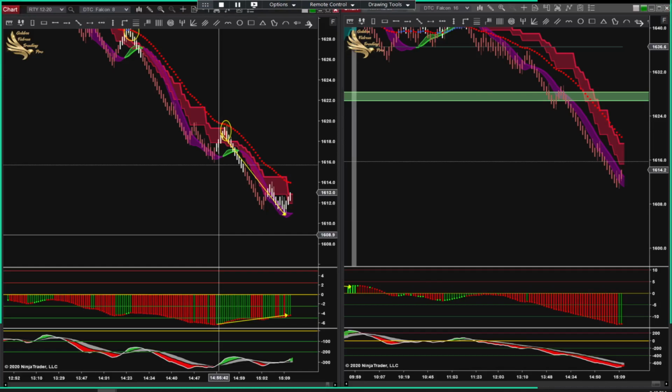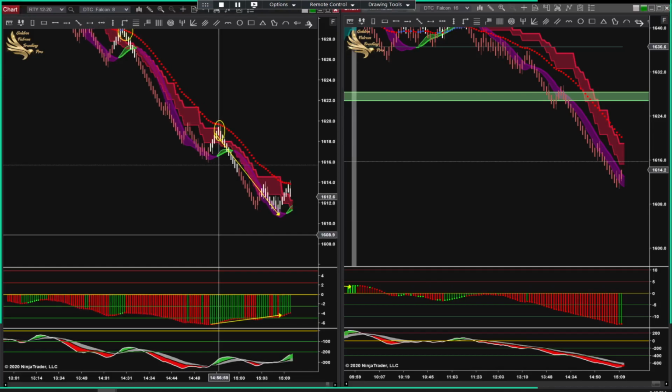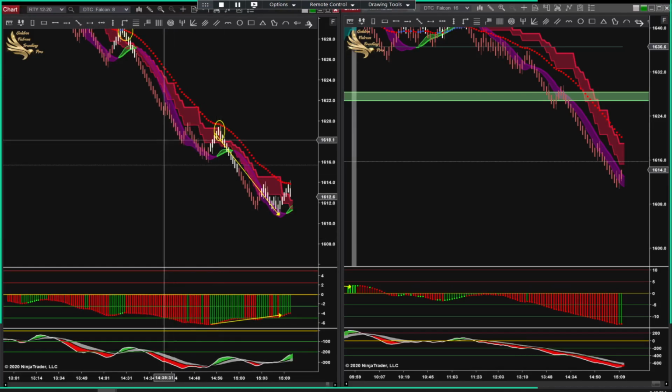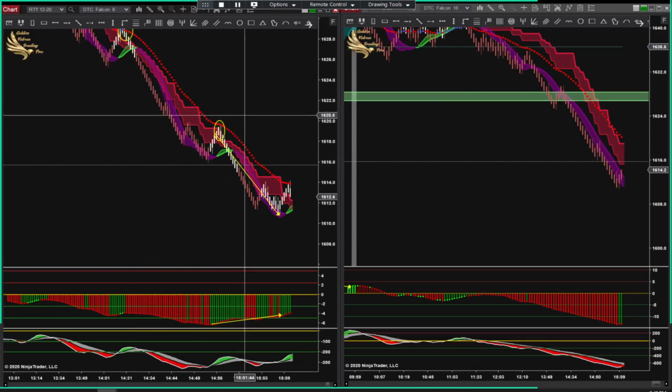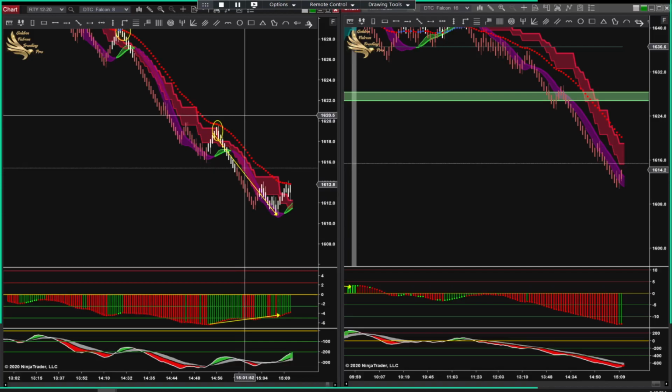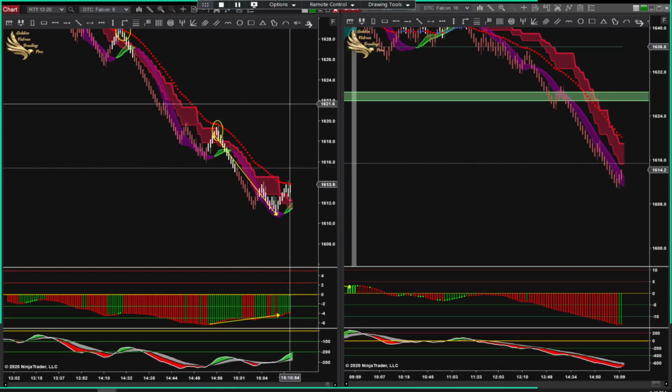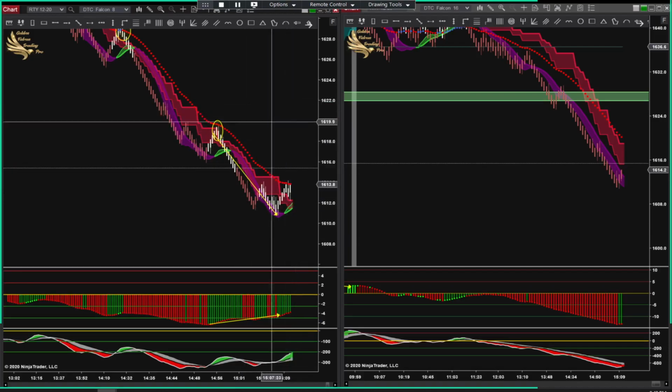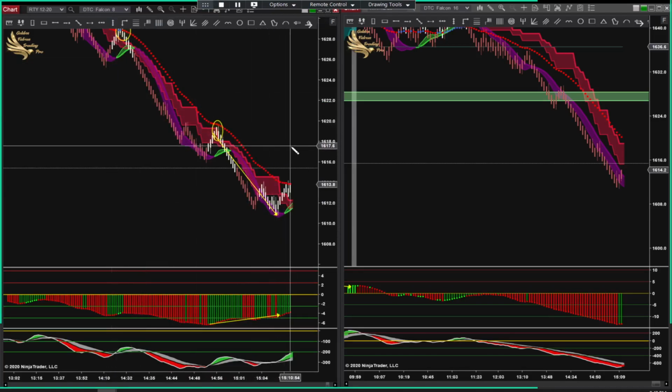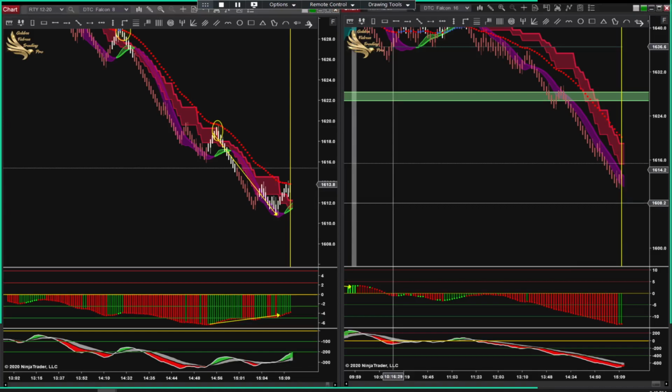Let's see what happens when we hit the traveler here. Okay, so this is the third time where it's wicked right off the traveler. Let's see what the eagle does. Okay, well, that was a dual bar reversal. Let's try to match these up. Yeah, they're in the same spot.